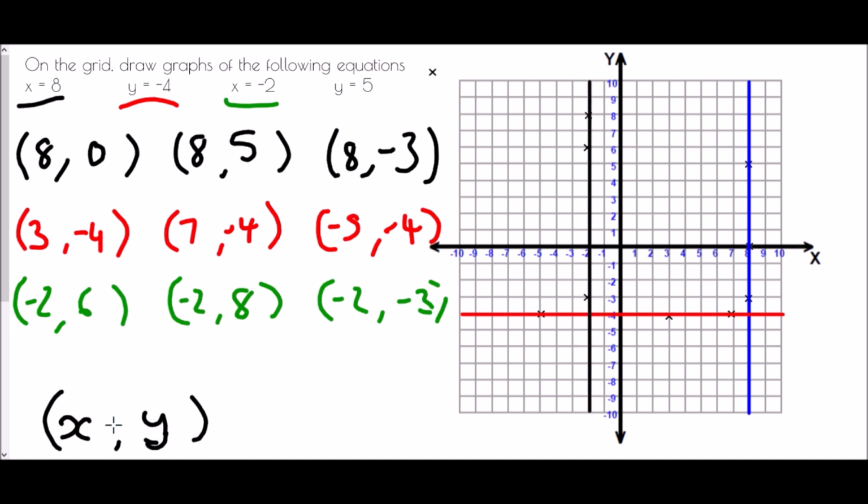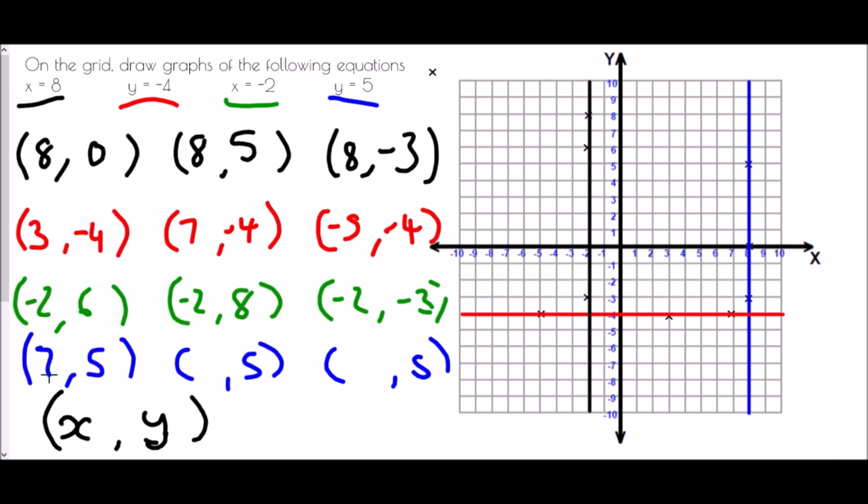And then finally, if we look at the very last one, we have y equals 5. And so that tells us that in our coordinates the y value is always 5. The x value is up to us. So let's go with 7. Let's go with 10. Let's go with -10. And so in each case, we can plot ourselves the points.